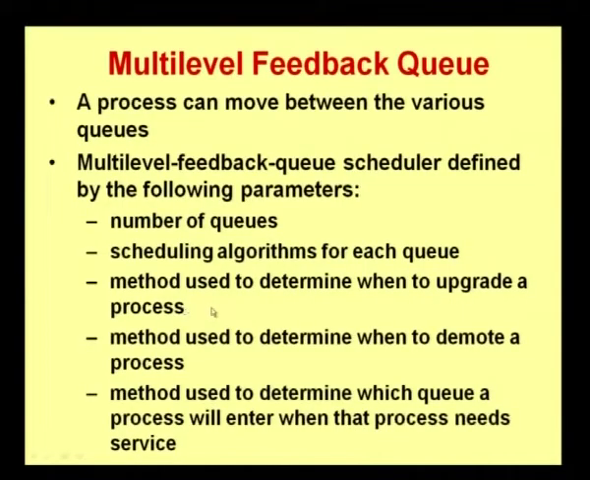The next point over here is the method used to determine when to upgrade a process and the method used to determine when to demote a process. What do you mean by demote? First you upgrade, then you demote, that is, you withdraw the process. Then the method used to determine which queue a process will enter when that process needs service. So these are the parameters that are required for a multi-level feedback queue.